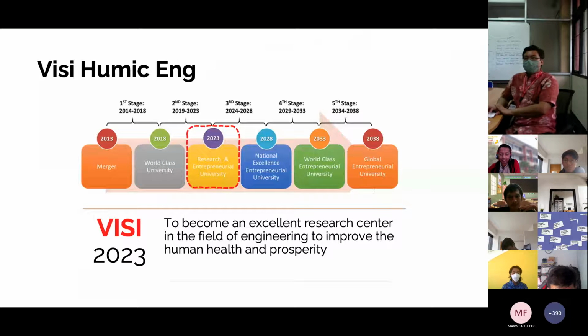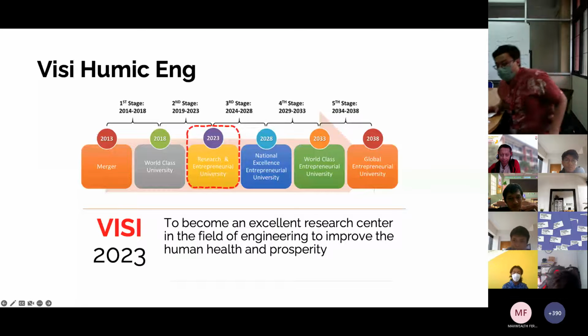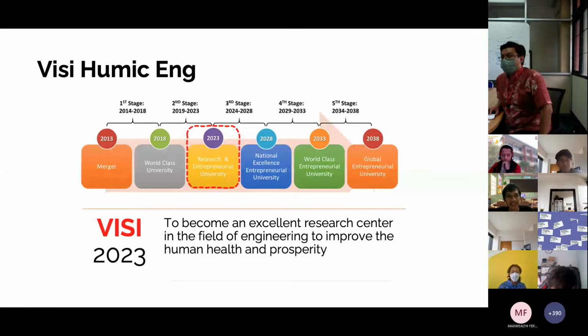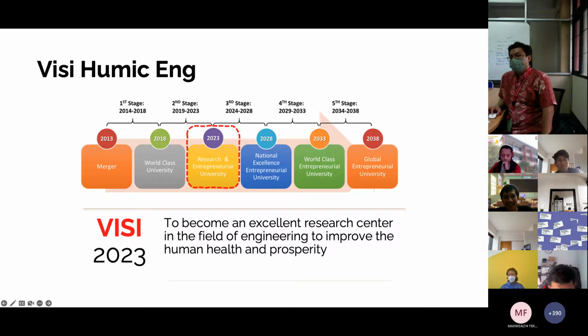Here are our visions. We started in 2020, and now we have been doing this research for 2 years, in 2022. Our target in 2023 is to become an excellent research center in the field of engineering to improve human health and prosperity, and 2023 is close enough. Okay, next.